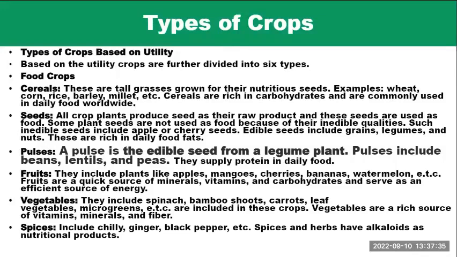Then we have spices, which include chili, ginger, black pepper, and so on and so forth. Spices and herbs have alkaloids as nutritional values, or nutritional products, if you like.